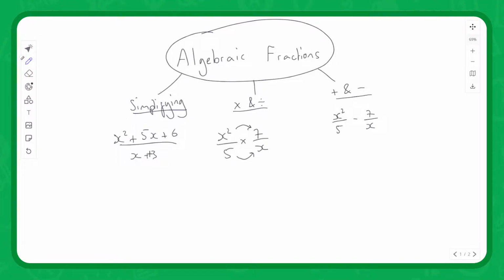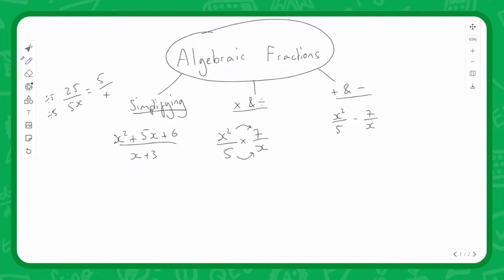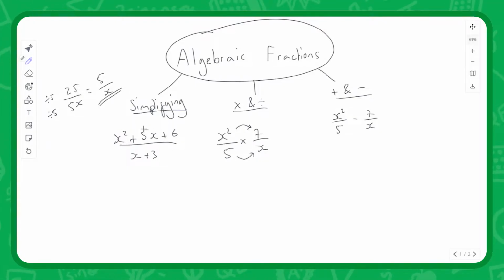A very, very simple version of this could be something like 25 over 5x. What we can see here is we've got a common factor of 5 in both cases. And so I can divide the top and the bottom by 5. And what I end up with is 25 over 5 gives me 5. 5 divided by 5 gives me 1, so it's just 1x. And so, that's a very simple example of simplifying.